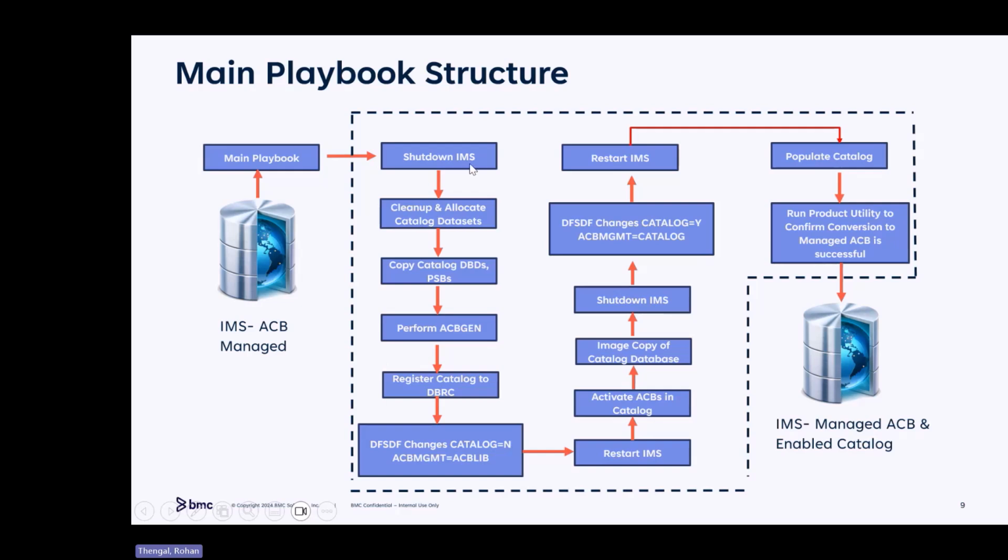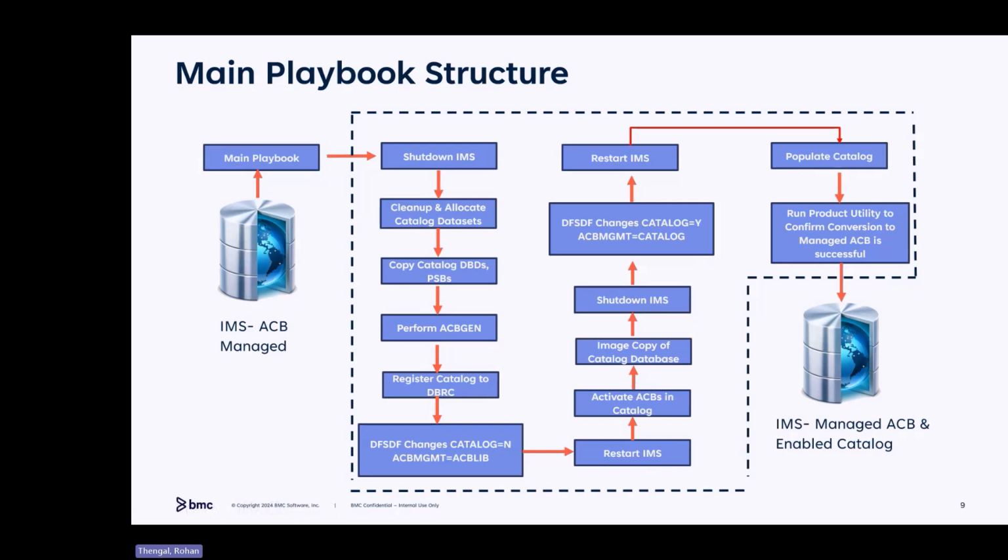Tasks like shutting down IMS, then cleaning up catalog related data sets, allocating those catalog related data sets, copying catalog related DBDs and PSBs, then performing ACB gen, then registering catalog objects to DBRC for recovery control, then some DFSDF proc related changes. All these tasks shown in this diagram in this sequence will be executed. Then in between, taking image copy of the catalog related databases, restarting IMS, and populating the catalog with all the DBDs and PSBs that we have in our environment.